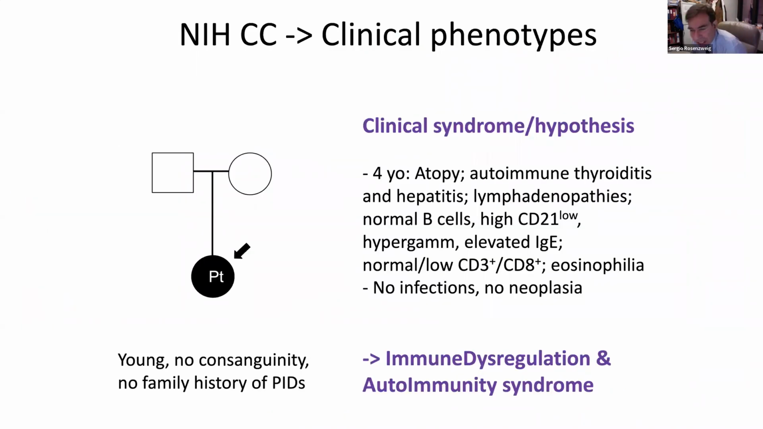And then we have another clinical phenotype that was completely different from everything that we have spoken about so far. We have another patient, a 40-year-old with a lot of atopy, autoimmune thyroiditis and hepatitis, lymphadenopathies, normal to high B cells with high CD21 low, hypergam, hyper IgE with normal to low CD3, CD8 cells and eosinophilia. So clearly these patients were very different from all that we have described, but more interestingly, they were exactly the opposite of the dominant negative.